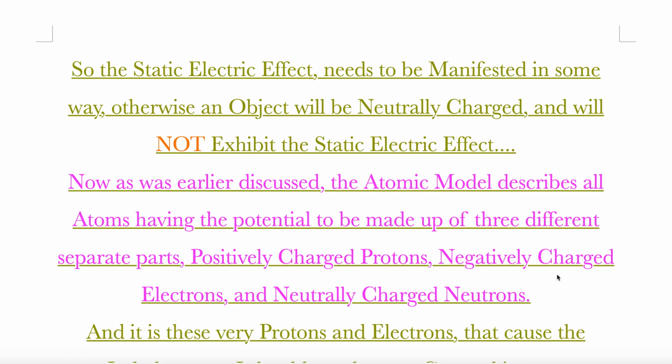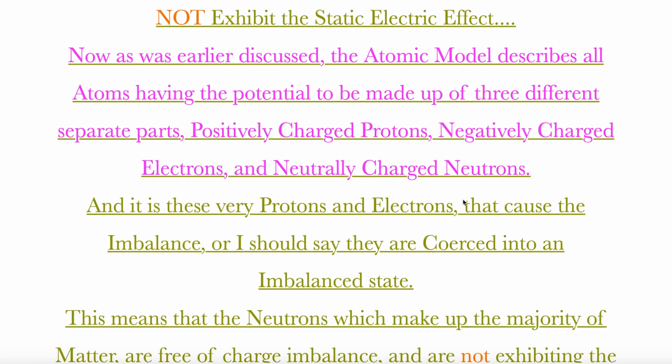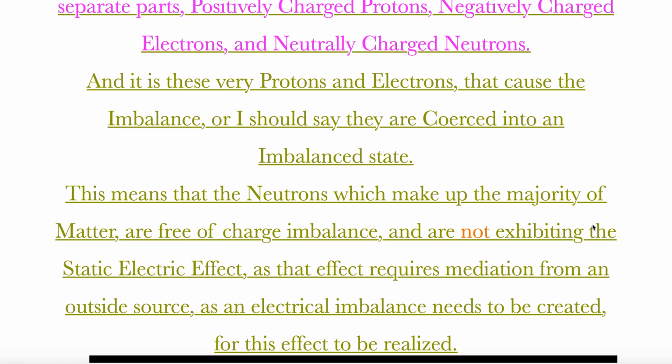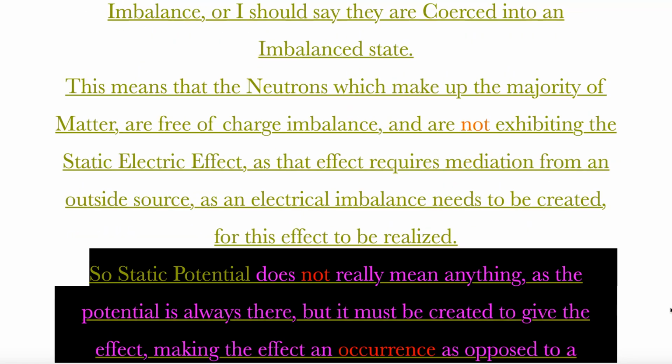Now, as was earlier discussed, the atomic model describes all atoms having the potential to be made up of 3 separate parts: positively charged protons, negatively charged electrons, and neutrally charged neutrons. And it is these very protons and electrons that cause the imbalance, or I should say, they are coerced into an imbalanced state. This means that the neutrons, which make up the majority of matter, are free of charge and balance, and are not exhibiting the static electric effect, as that effect requires mediation from an outside source, as an electrical imbalance needs to be created for this effect to be realized.